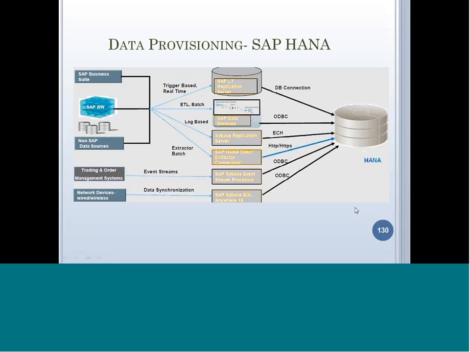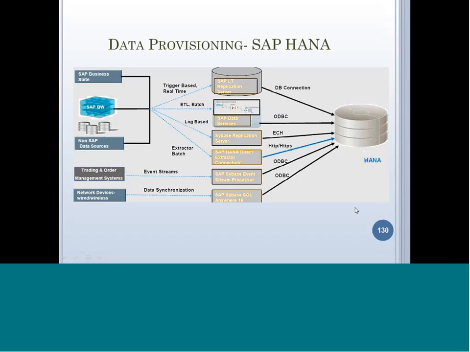So we are going to perform a data provisioning task. A lot of companies use trigger-based real-time and ETL. That is from the data provisioning standpoint. Similarly, if you have trading and other management systems where data is populated each and every time, then we need an SAP event stream processor, where we can use those event streams in SAP Sybase Event Stream Processor, and we will be loading into SAP HANA. Similarly, we have network devices, wired and wireless, where data synchronization has to be done with the SAP Sybase SQL Anywhere database.